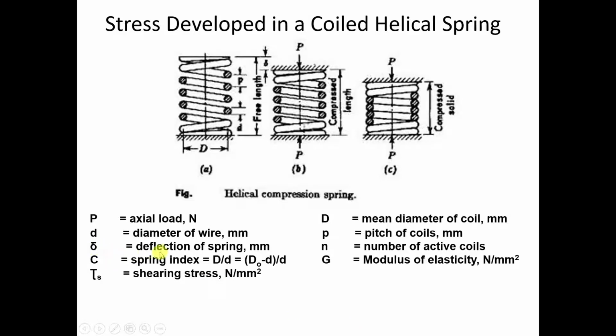Del basically represents the deflection of spring in millimeter. N represents the number of active coils. C represents the spring index, that is capital D by small d. G represents modulus of elasticity in Newton per millimeter square, and tau s represents the shearing stress in Newton per millimeter square.